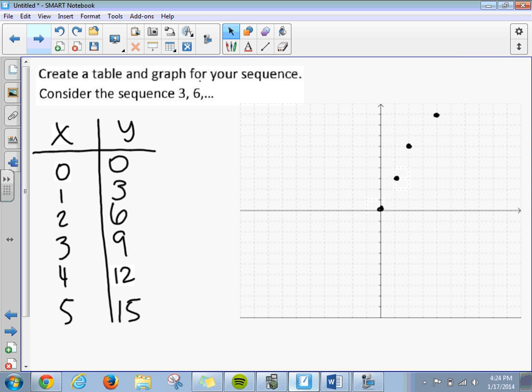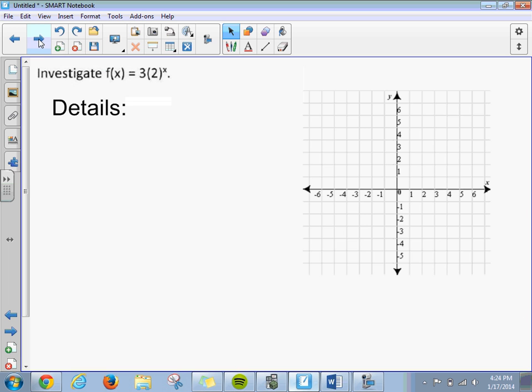All right, and you should be able to do that for both the geometric and arithmetic sequences. Create a table based on a sequence and then graph your table. I believe this is our last one for Appendix A, and in this one we're interested in the details.